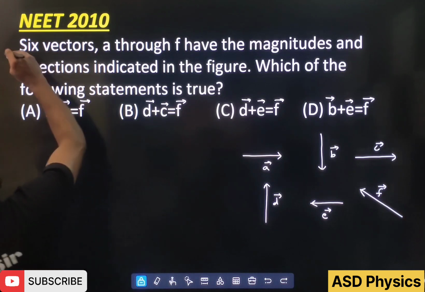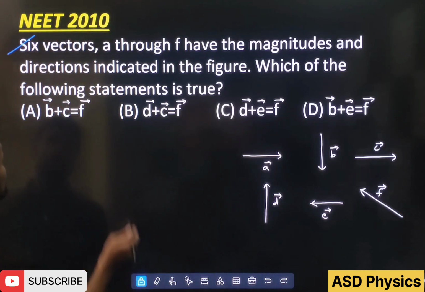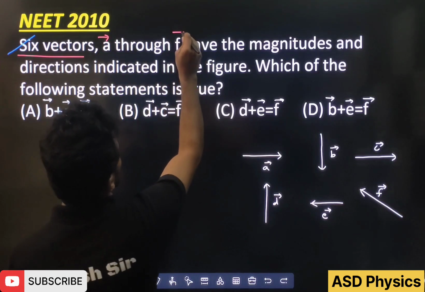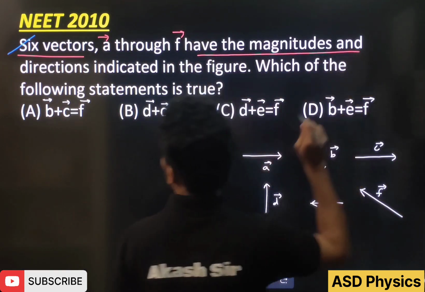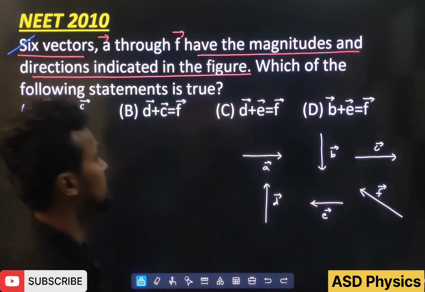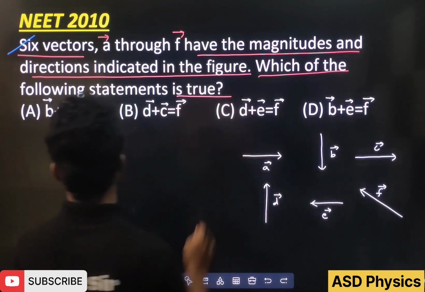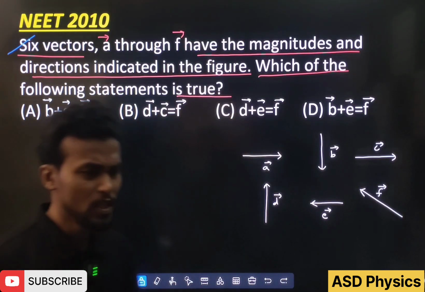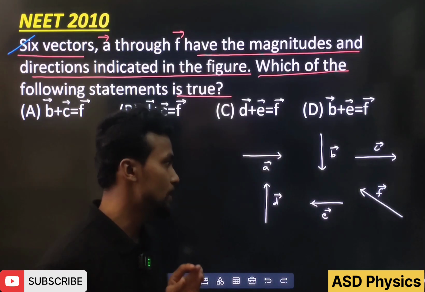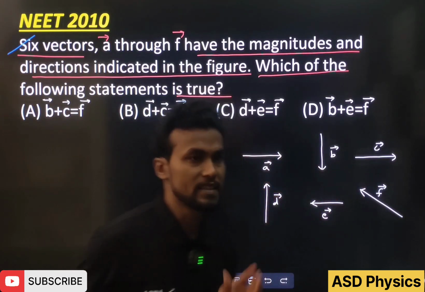Now students, let's see here, NEET 2010 question. What is the question here? How many vectors are there? 6 vectors. So see here, 6 vectors, vector a through vector f have the magnitudes and directions indicated in the figure. Now these vectors are given here. Which of the following statements is true here? So here 4 options are there. So what we have to do? By the triangle law or parallelogram, we will draw the diagram, and the way we are drawing here, it should match with the given condition here.